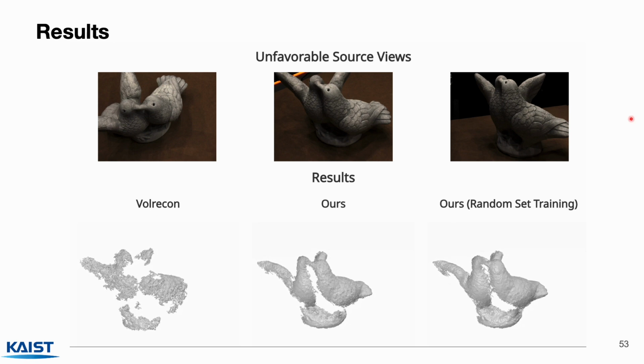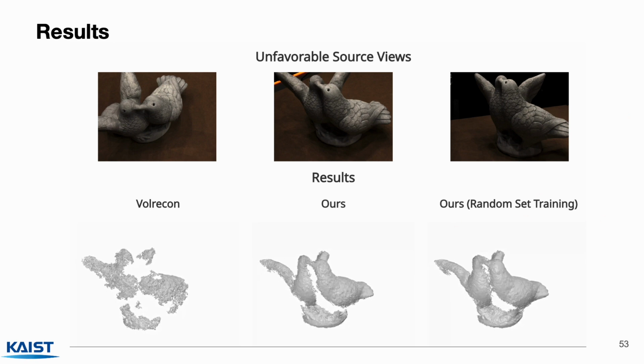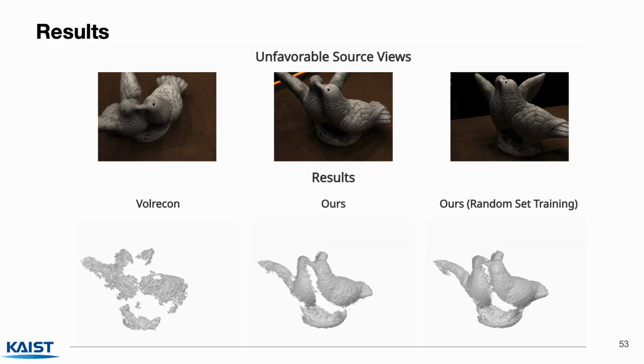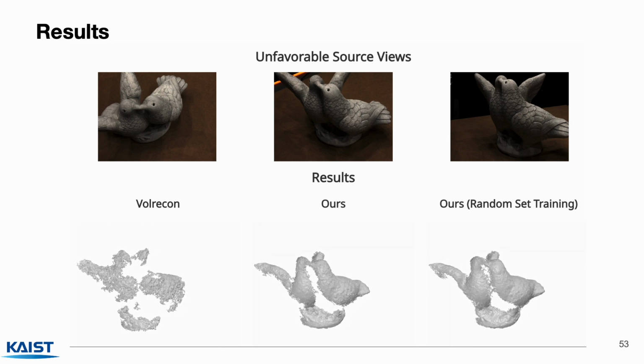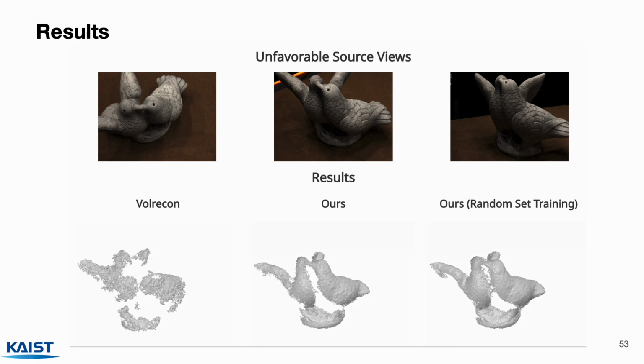And we actually also do random set training, where in the training process, we take a random set of camera configurations as input, and we use that input for every single iteration, so we can expect the model to handle any kind of arbitrary inputs.